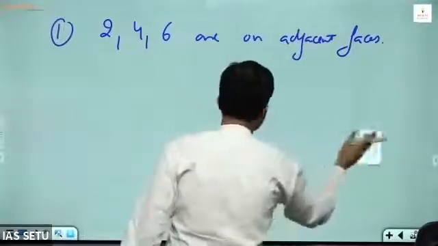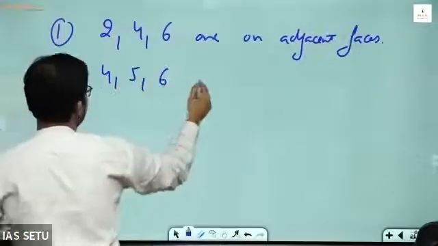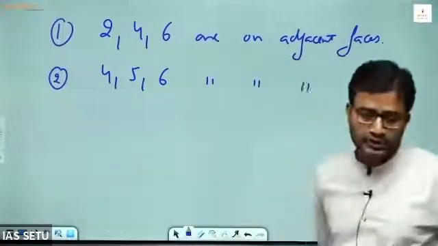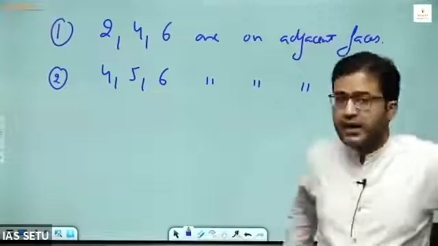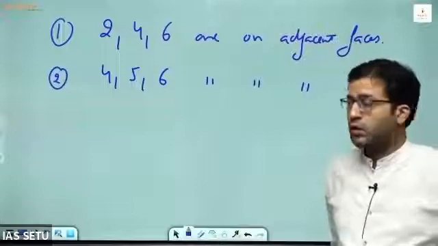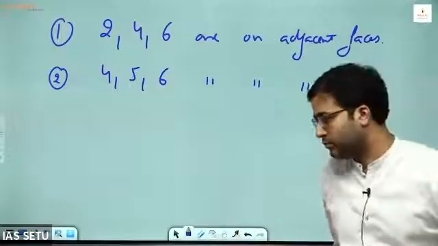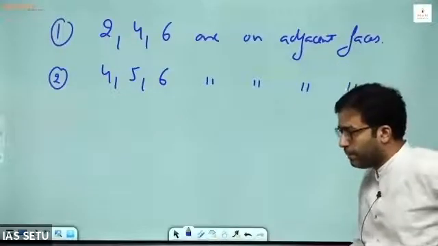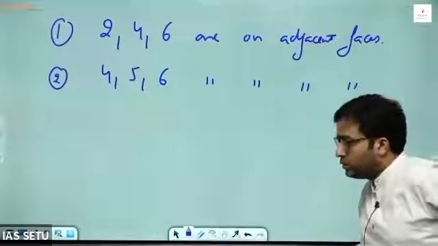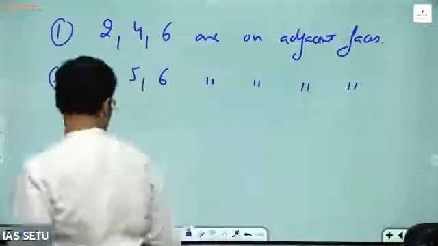Now my second statement here: 4, 5, 6 are on adjacent faces. 2, 4, 6 are on adjacent faces. 4, 5, 6 are on adjacent faces. Now based on these 2 statements, what you can conclude? I'm waiting for your reply. कोई बोल रहा है 4 and 5 opposite. 4 और 5 तो adjacent है sir जी.